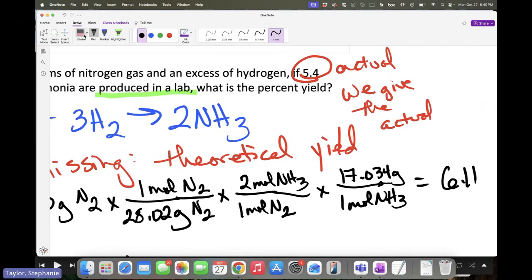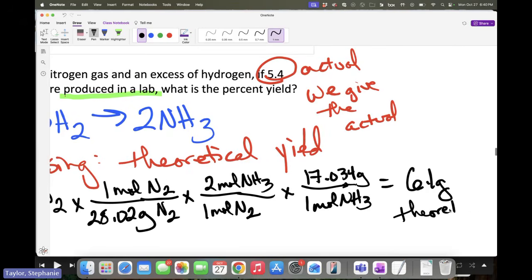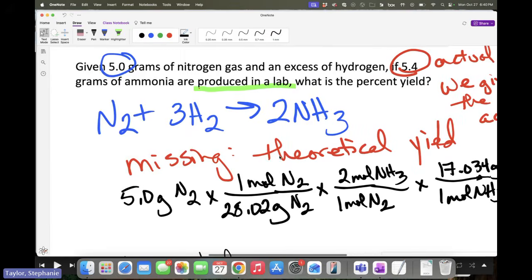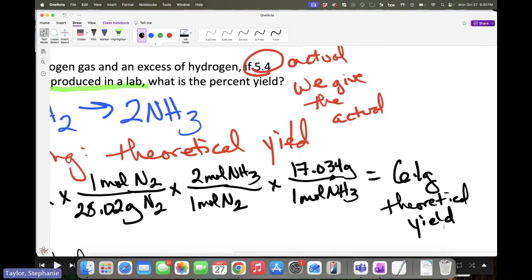Whoa, what is the other mark thing for? That is my theoretical yield. So I can still calculate a theoretical yield. The actual has to be given in the problem, unless you solve for it. But the question is, what's the percent yield? I'll get distracted. So the question is, what is the percent yield?